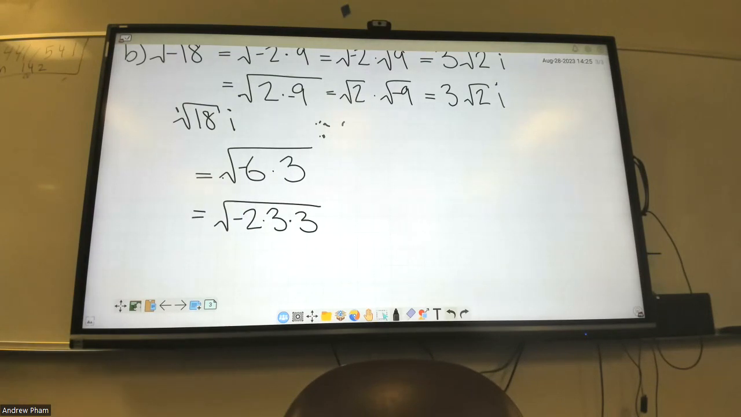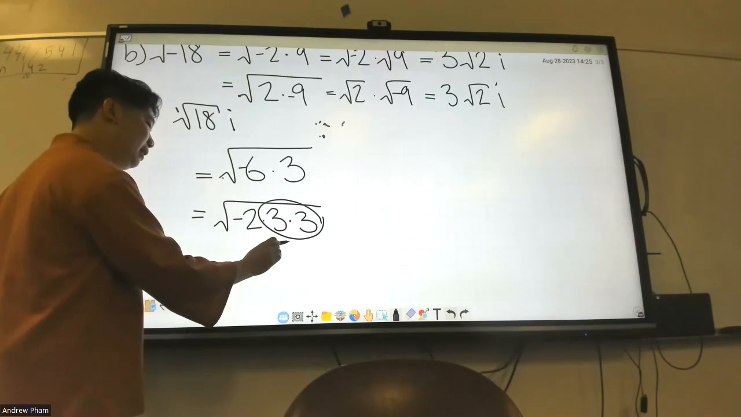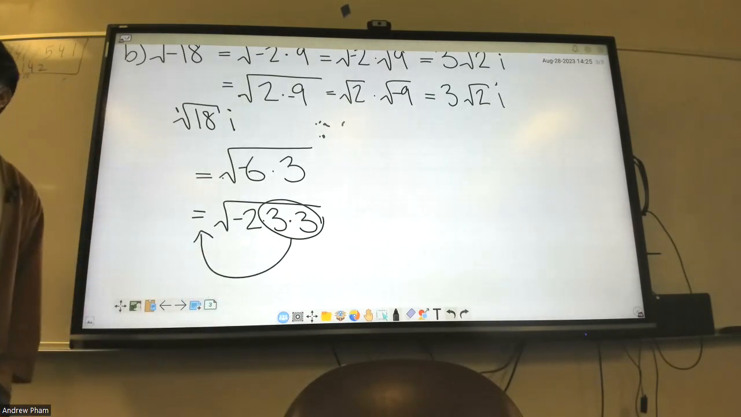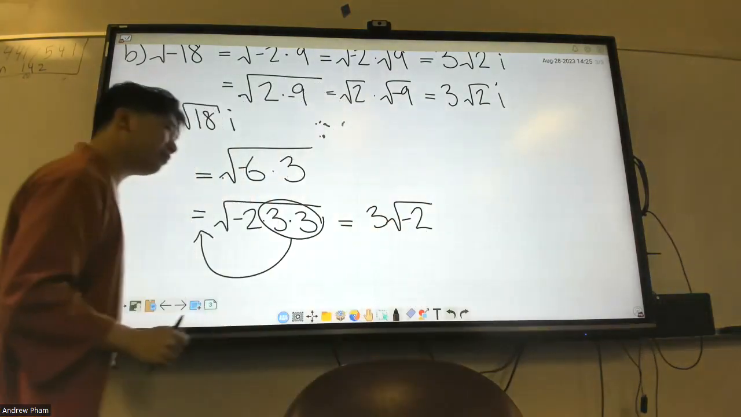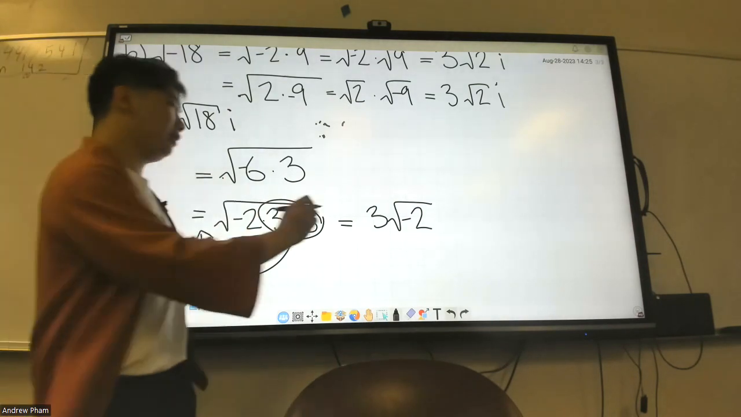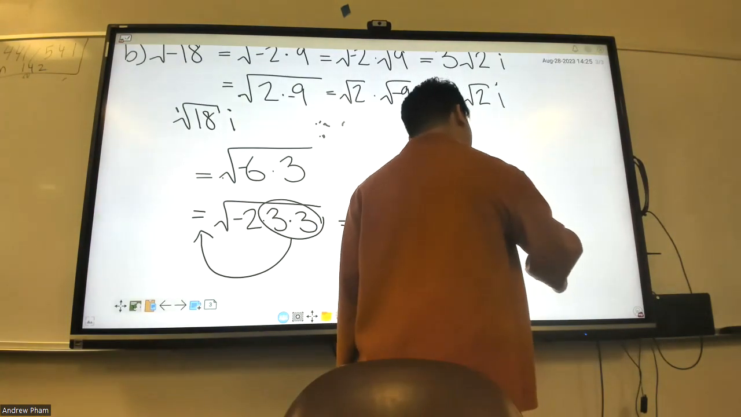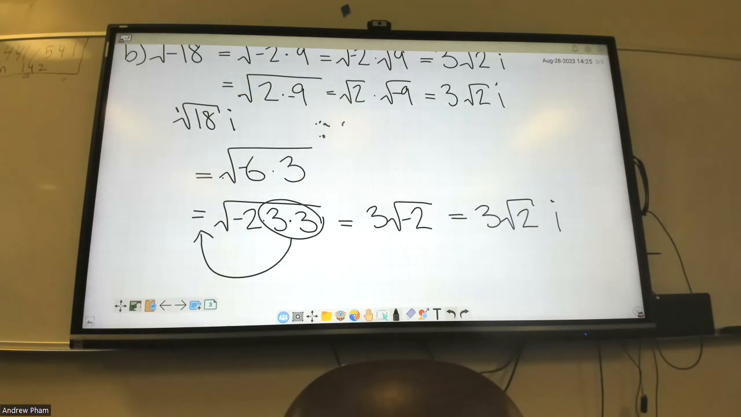Well, remember what a square root does. A square root is looking for pairs. So do I have a pair underneath the square root? I got a pair of 3s. So what a square root does is it takes a pair and moves them into 1 on the outside. So this becomes 3 times square root of negative 2. But we know how to do square root of a negative. That just means I throw an i on the outside, giving you 3 square roots of 2, and on the outside, an i. So all these are still essentially the same method, just written out in a different way.